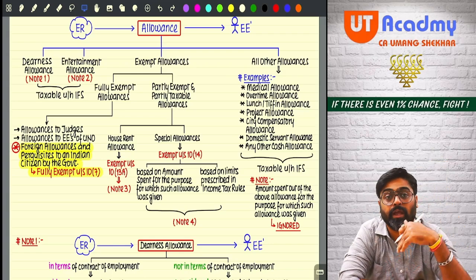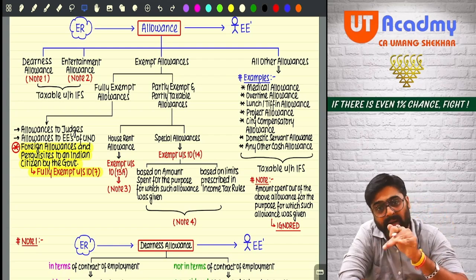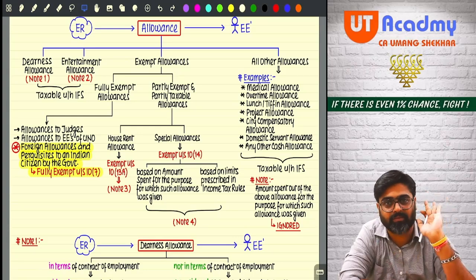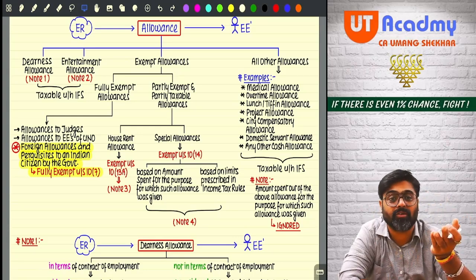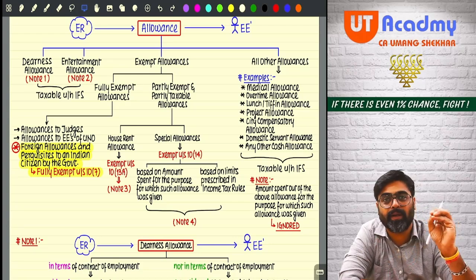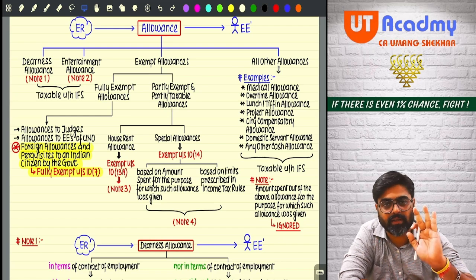You are not supposed to see how much is spent. You are supposed to check what is the limit. So even if you don't spend these allowances, still you are going to get the exemption. Because the exemption does not depend on amount spent, exemption depends on limits provided in IT rules. I'm sure you are understanding this.